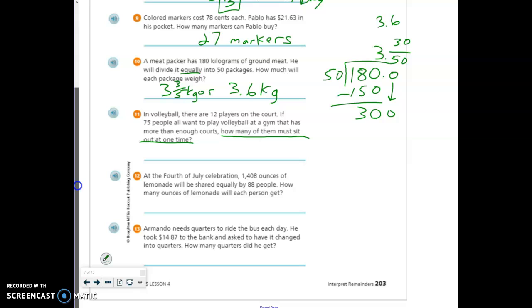And then the last one here, just really quickly, says Armando needs quarters to ride the bus each day. He took $14.87 to the bank and asked to have it changed into quarters. How many quarters did he get? Well, he's going to have a leftover amount, but we need to forget the remainder in that scenario because you can't turn 13 cents into a quarter. So you're going to ignore the remainder. You're going to forget the remainder. Good luck, and remember to ask your questions of your teachers if you have them.